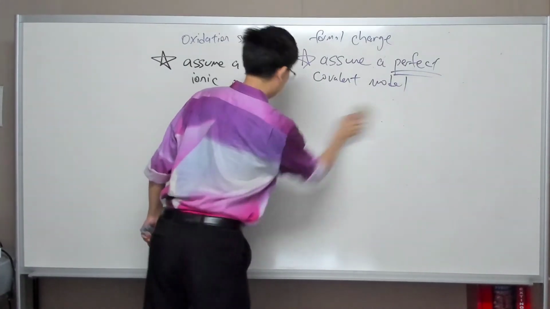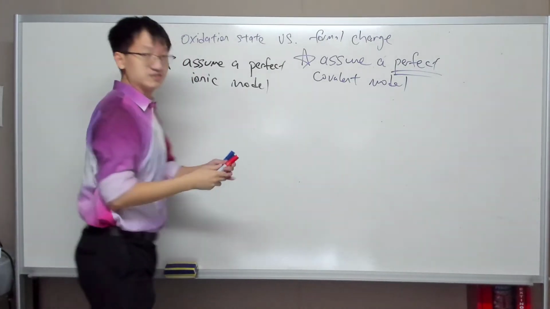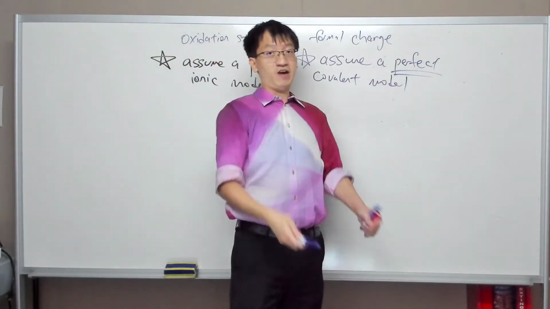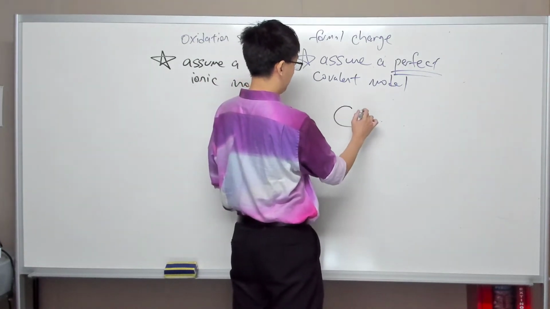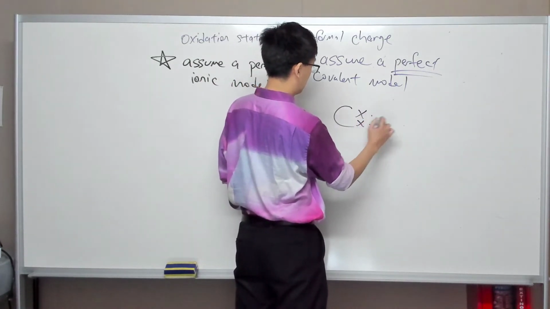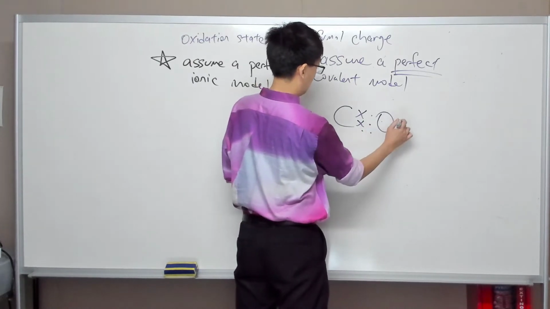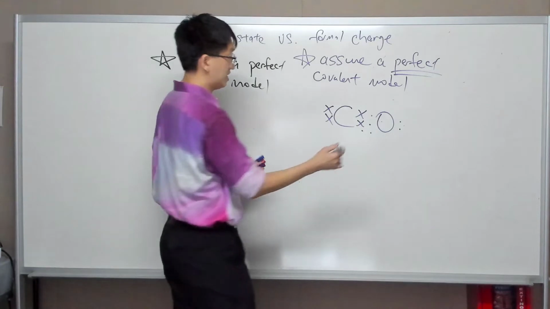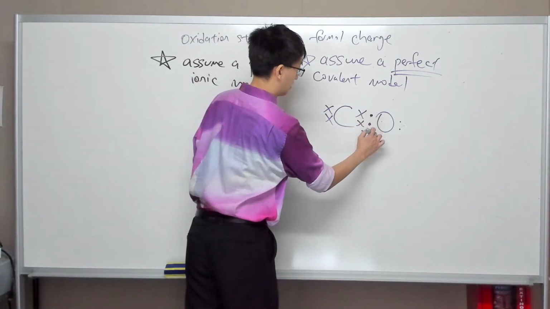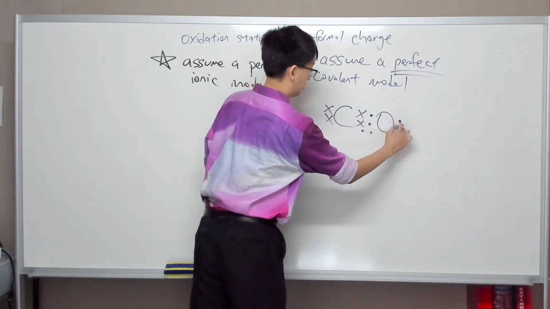I'm just going to erase this, and then showcase to you the use. So for example, carbon monoxide. For carbon monoxide, if you try to work on the dot and cross diagram, it will look like this. So CO is like this. So this is carbon monoxide. Maybe I'll put the dots a little bit clearer.